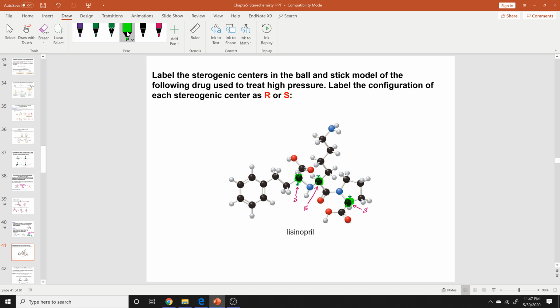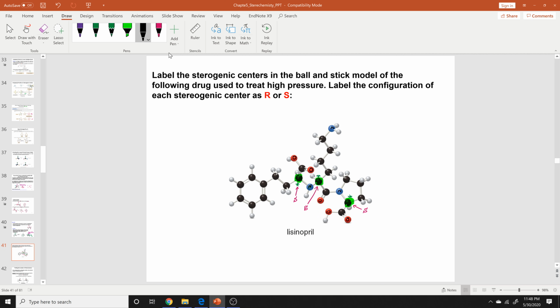Now for the configuration, again, group number 4 has to be behind. See, it is behind. I can simply do the configuration in here. That blue ball stands for nitrogen. Let's have a green color there. Oh, you know what? Let's have a black one. So that stands for nitrogen. So you set your priorities. The red one stands for oxygen.